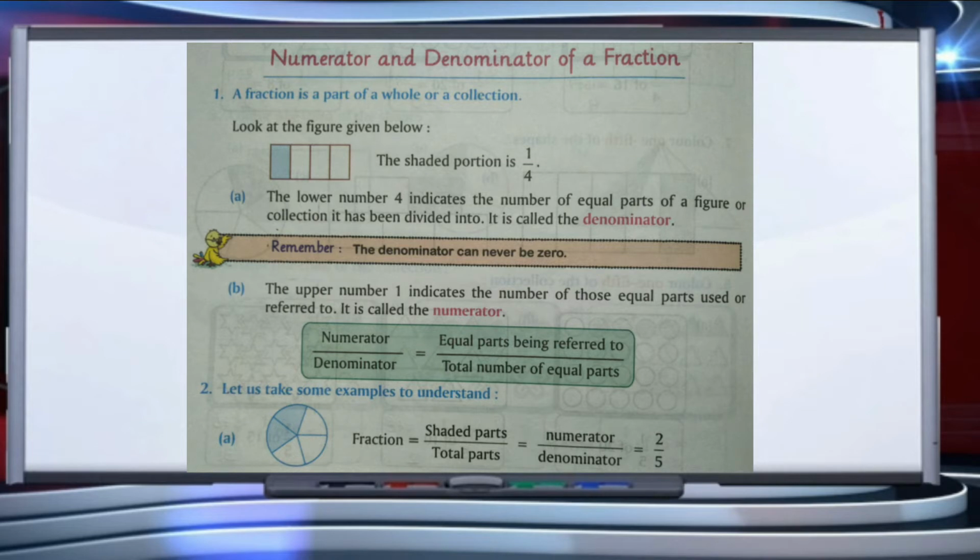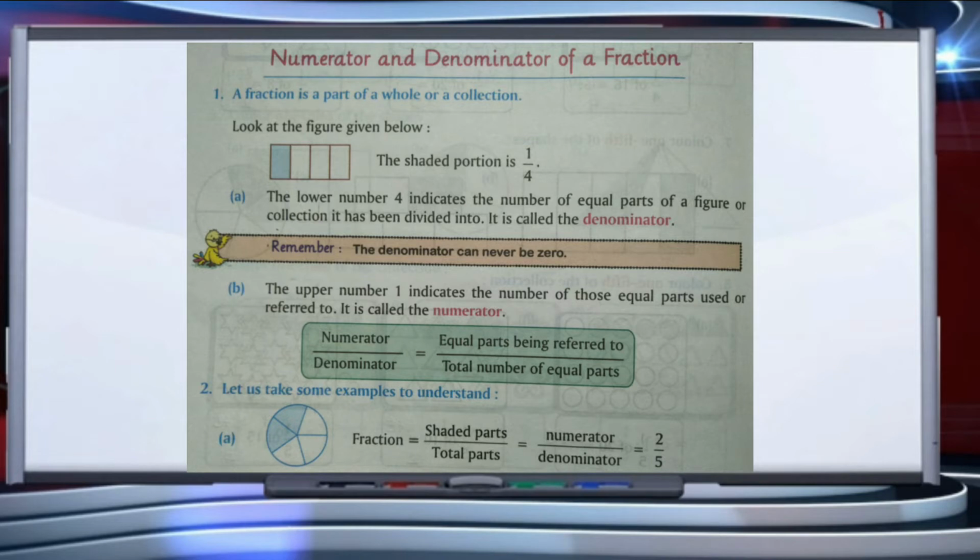In this figure we are having four equal parts, and one is shaded over here, and the fraction will become 1 by 4. In this we are having 1, that is the shaded portion, and the 4, the lower number, indicates the equal number of parts that a figure or a collection is divided into. Then it is called the denominator. The lower number in the fraction is called the denominator.